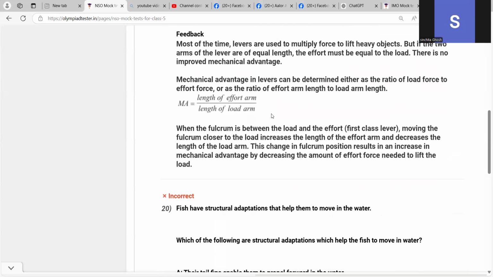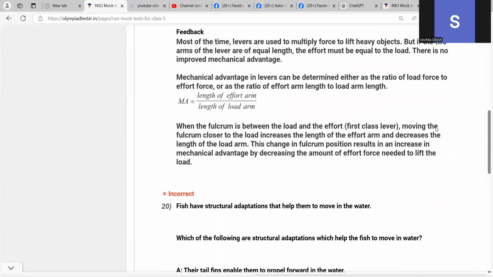When the fulcrum is between the load and the effort, moving the fulcrum closer to the load increases the length of the effort arm and decreases the length of the load arm. This change in fulcrum position results in an increase in mechanical advantage by decreasing the amount of effort force needed to lift the load.